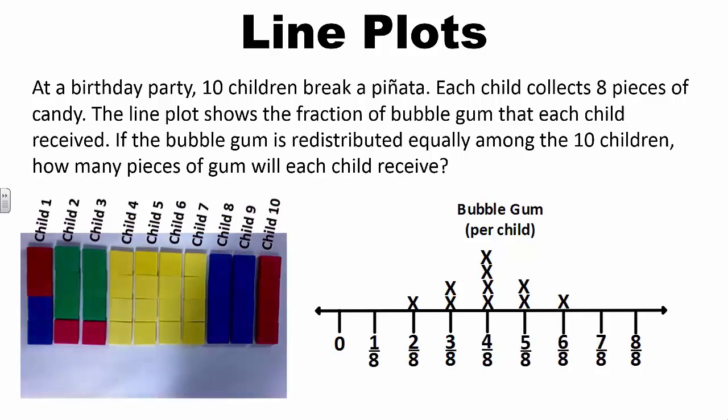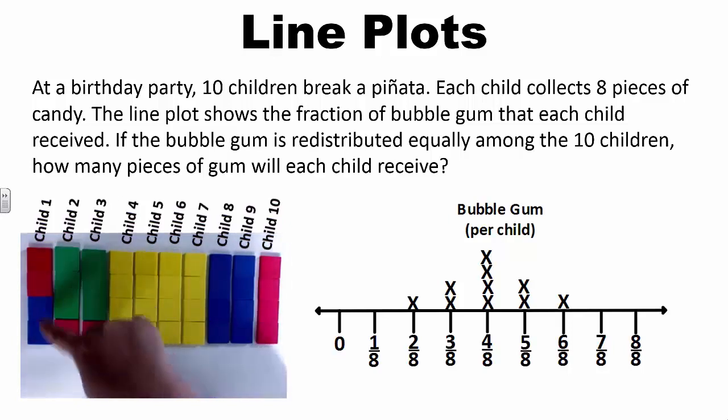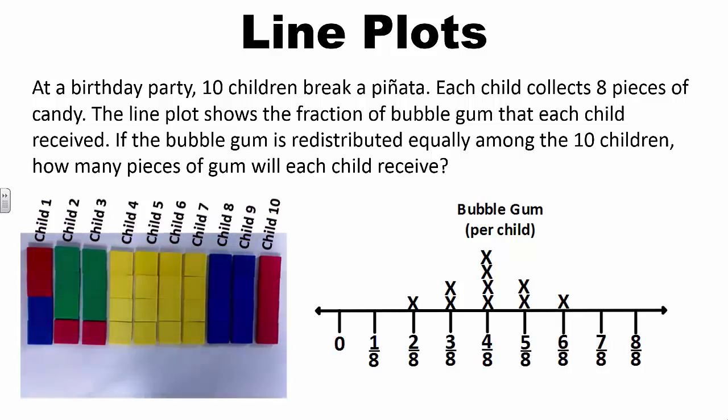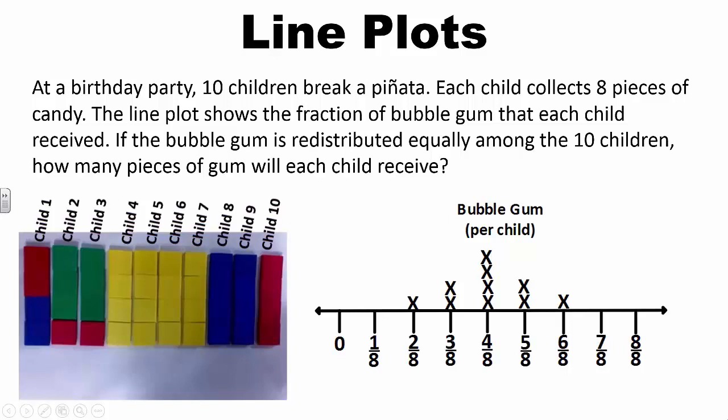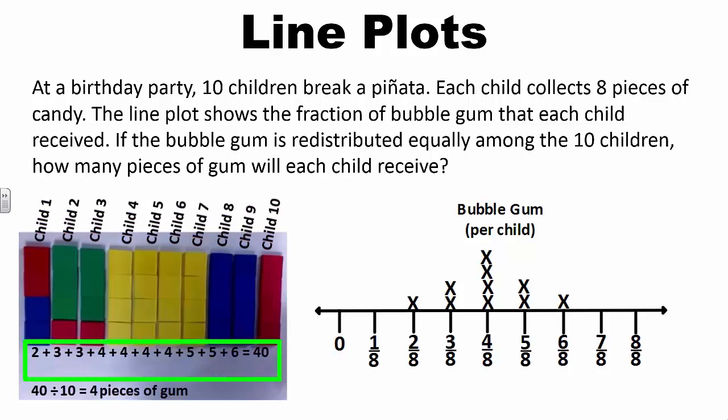After redistributing the pieces of gum, each child will receive 4 pieces. Numerically, we might find this answer by adding the pieces of gum each child received. 2 plus 3 plus 3 plus 4 plus 4 plus 4 plus 4 plus 5 plus 5 plus 6 equals 40. If we take the total amount of gum, 40, and divide it by the 10 children, we can see that each child will receive 4 pieces of gum.